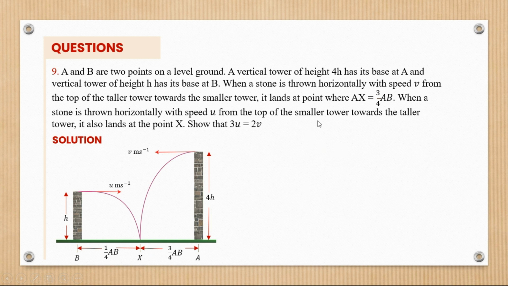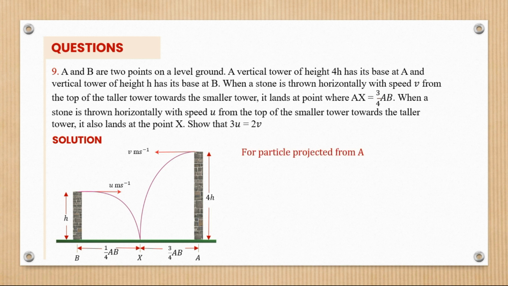Then we have also been told something very important, that with the speed v from the top of the taller tower towards B, it lands at a point where AX is equal to 3/4 of AB. So now we can see that AB is this horizontal distance. So the distance until this particle lands is going to be 3/4 of AB. So when a stone is thrown horizontally with the speed u, this is the one from point B, it also lands at the point X. So that definitely means that the remaining distance is 1/4 of AB.